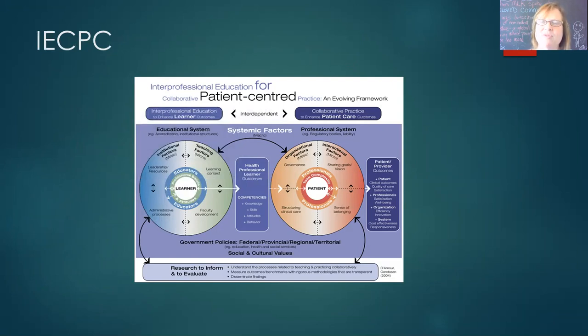We also have the administrative processes that are involved in this, and also what kind of leadership is in place, and how does that leadership place resources at the hands of interprofessional educators. And so all of that is really critical when we look at that educational system. And on the other hand, we have a huge impact in the professional system.